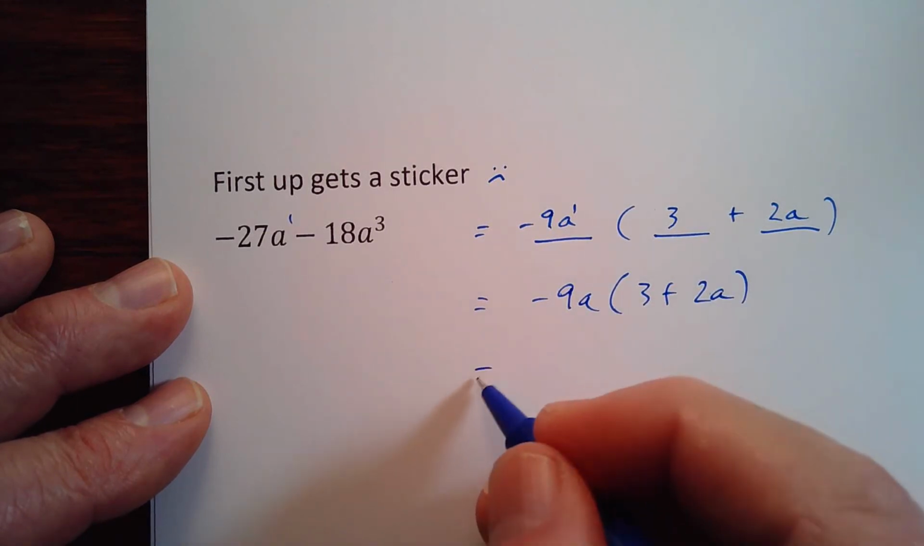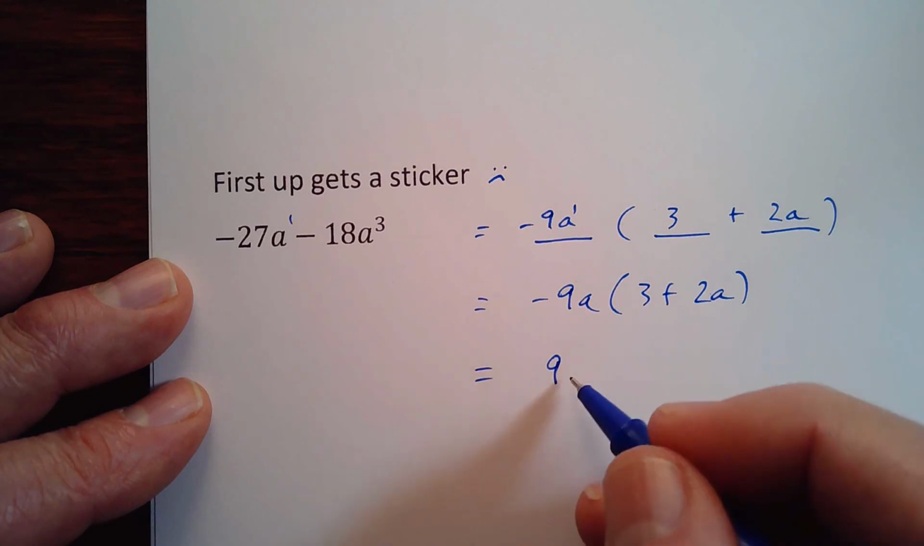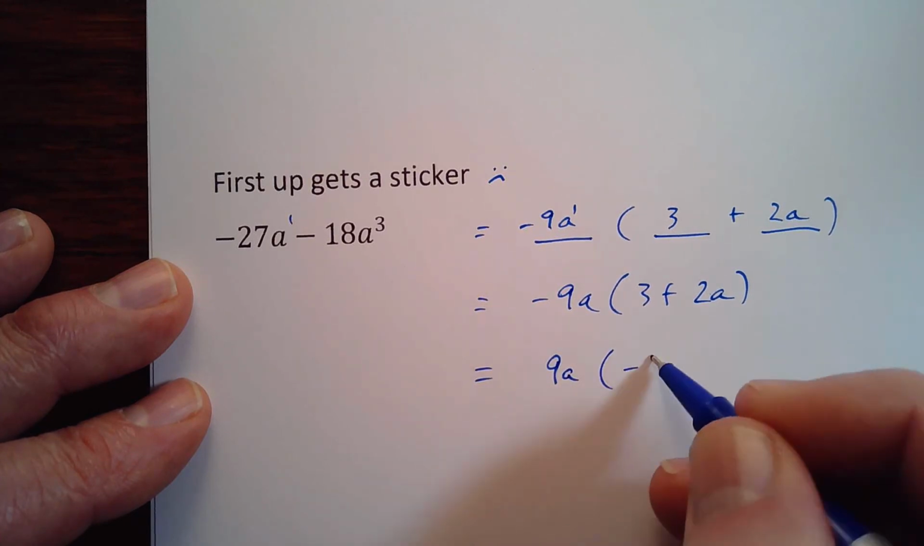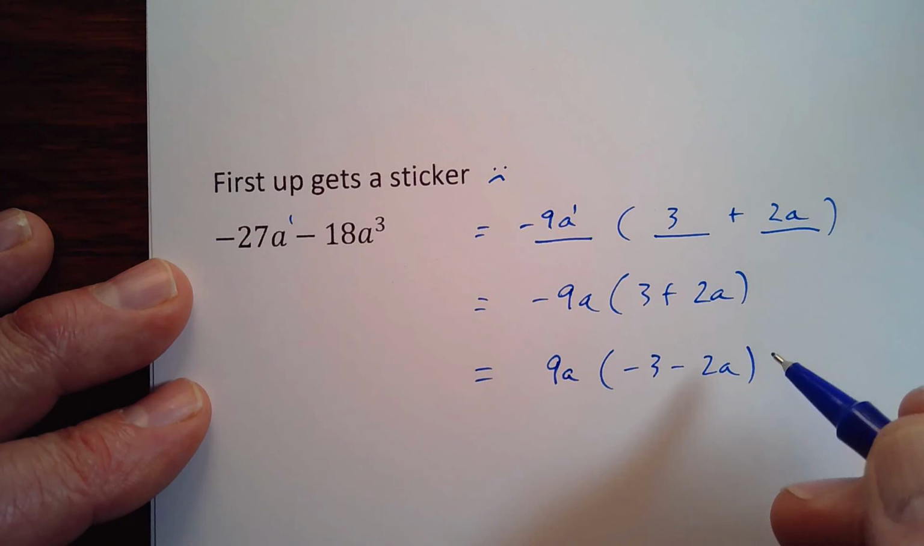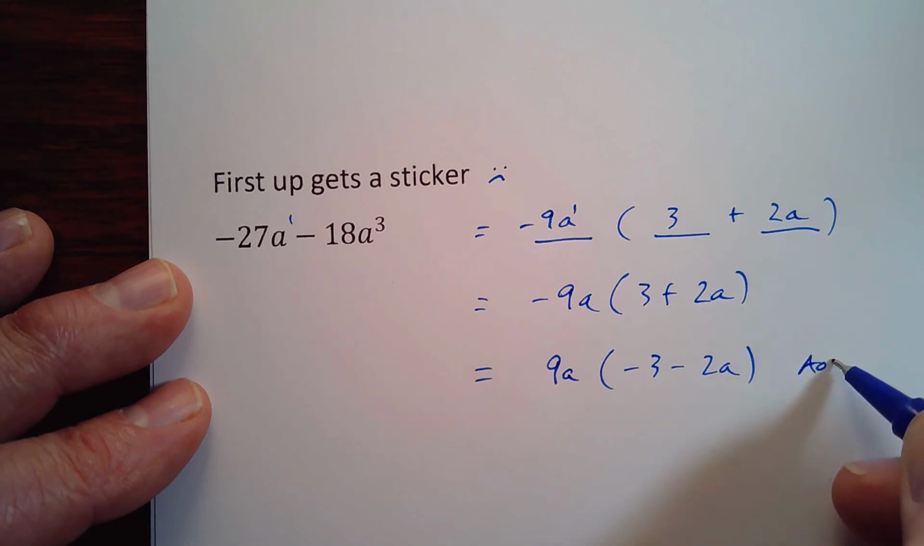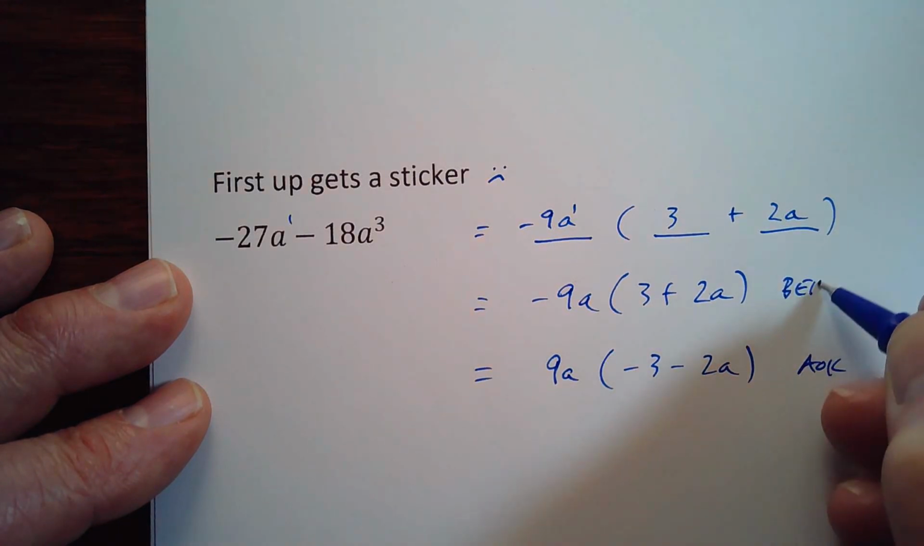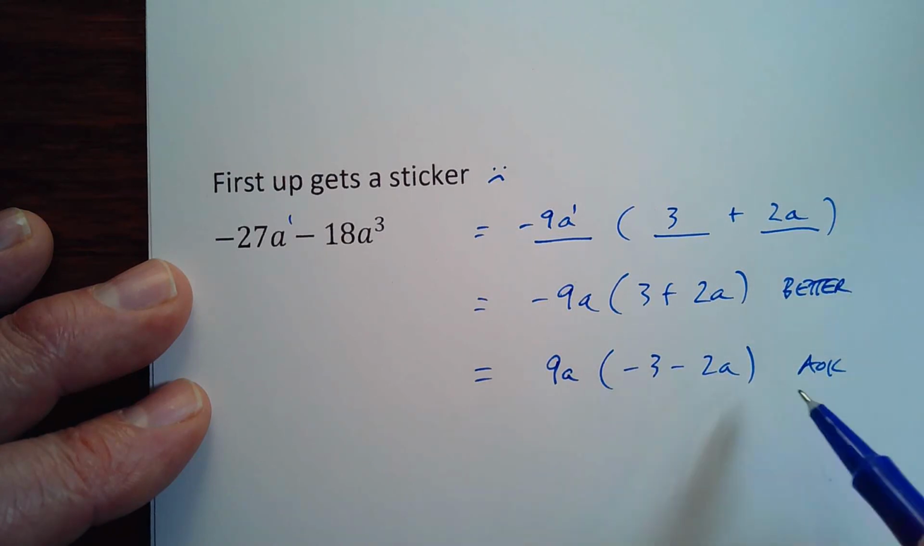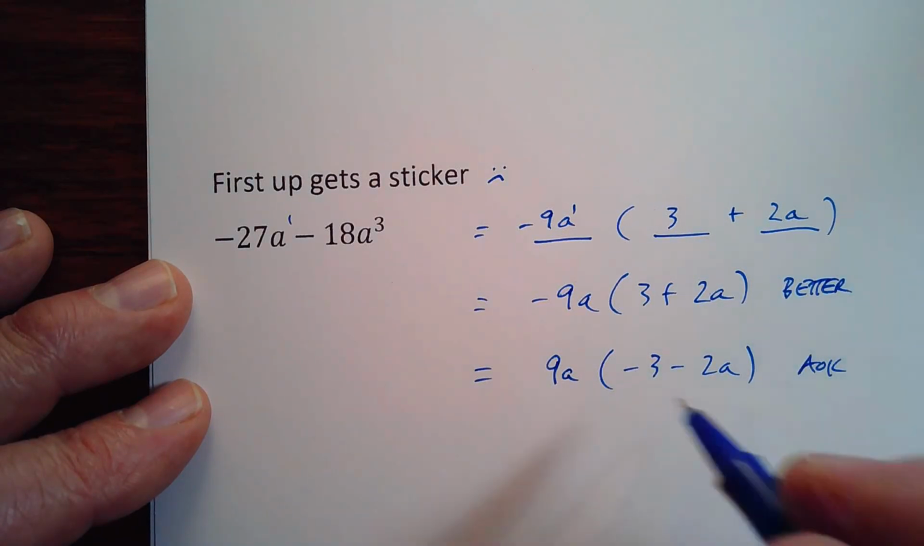Now if you factored in and had the negatives inside, so you had 9a and then a minus 3 minus 2a, a-okay. This one's probably a little bit better. We'd like that negative sign to be on the outside rather than the inside, but both are good. So there's your final answer.